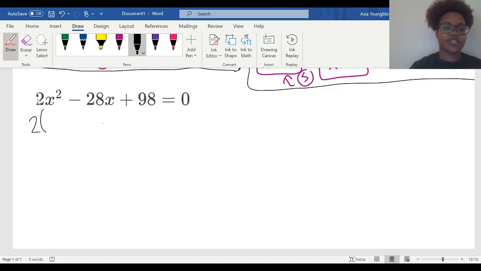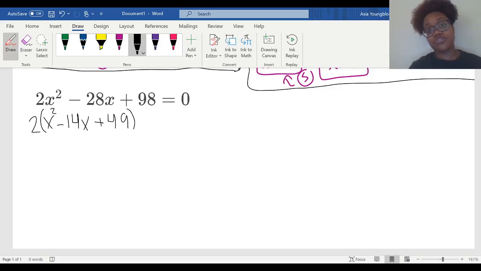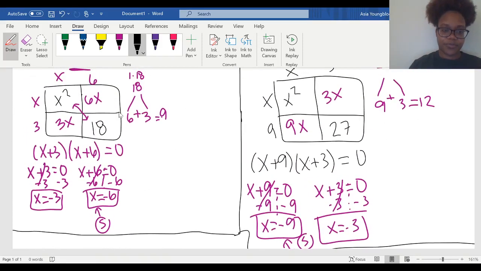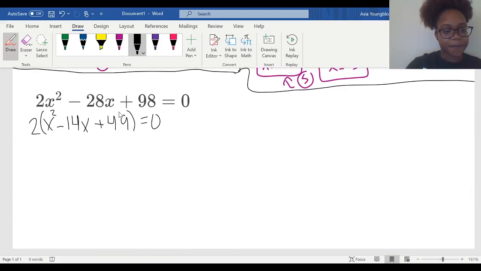If we divide our first term by 2, we are left with x squared. If you divide the second term by 2, you're left with -14x. Divide the third term by 2, you are left with 49. All I did was do that division in my head, but of course you can use your calculator as well to get those answers. And that's still equal to 0. So now we're doing the exact same thing we did up here. Jump straight into your boxes.